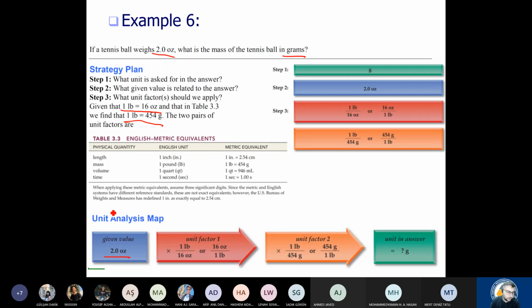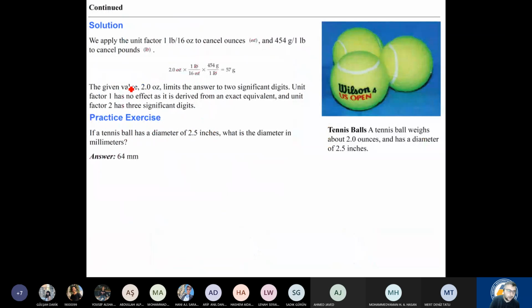You want to find it in pounds, so we must multiply pound over oz. 1 pound is equal to 16 oz, so oz cancel each other and you convert it to pounds. And after that you convert pound to the gram. So how can you convert? You first write gram over pounds. So pounds cancel each other, and when you multiply you can find it in gram. So it is equal to what? 2 times 1 over 16 times 454 grams. So it is equal to 57 gram.